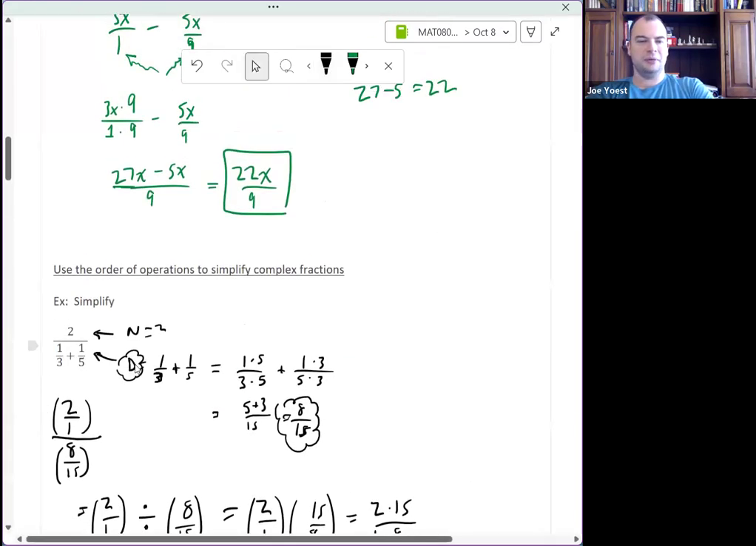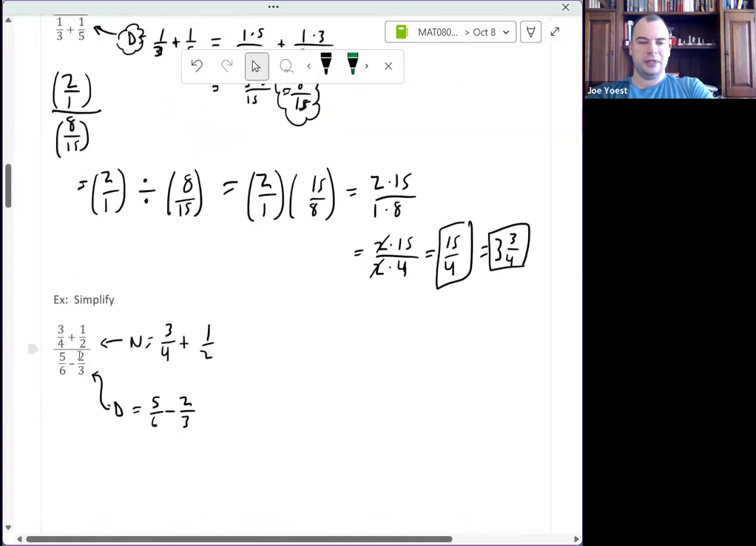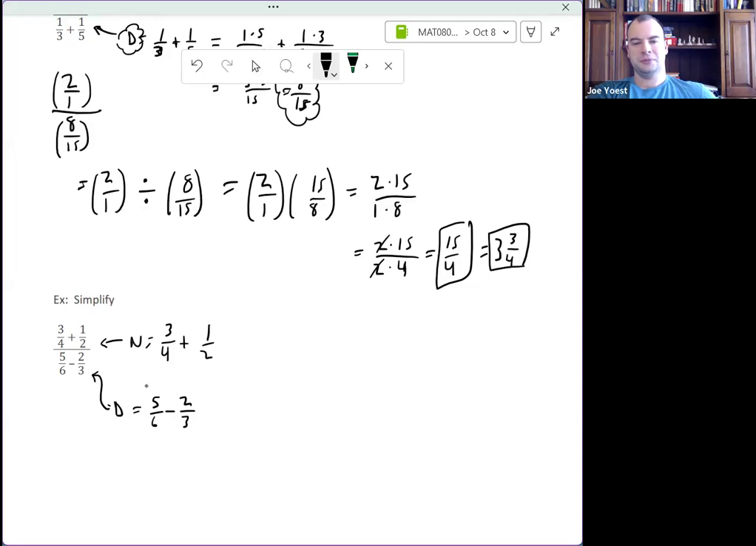I've isolated my numerator and denominator. I'll look at each of them individually, see if I can simplify them. If I can, I'll simplify them as much as I can. Then I'll put them back as a fraction, numerator over denominator, with a simplified numerator and denominator, and look for even further simplification. 3/4 plus 1/2, the lowest common denominator is going to be 4, because 2 times 2 is 4.